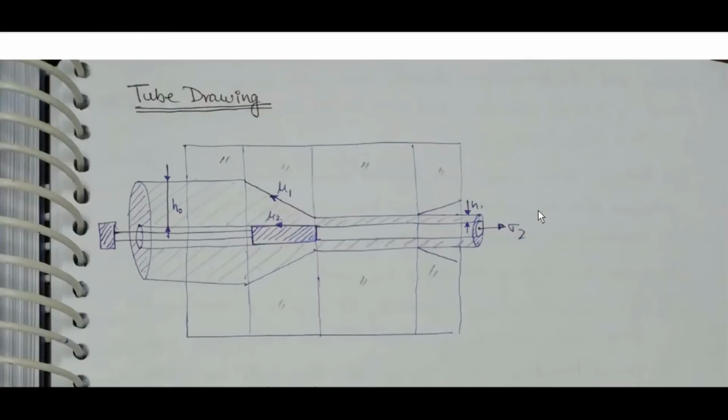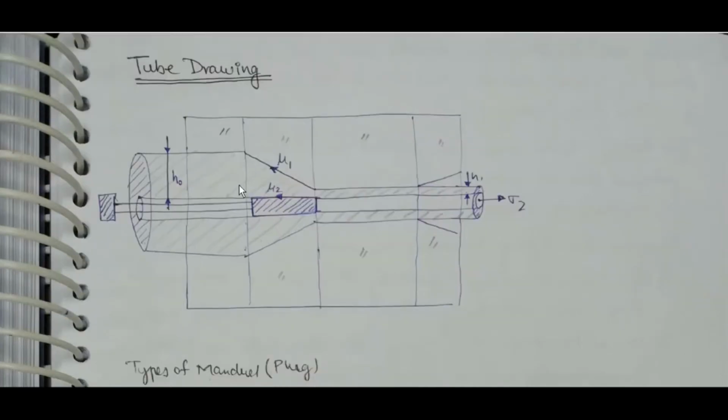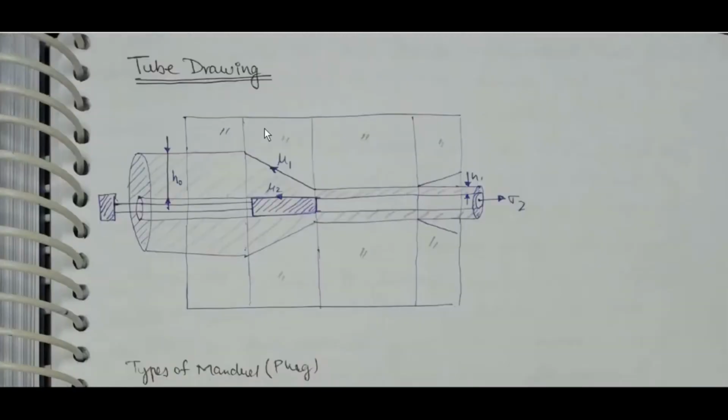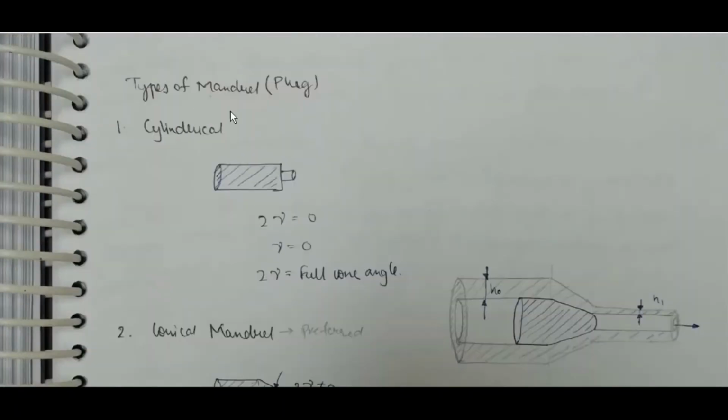Drawing. Here we push it from this side. Tube drawing, H0, H1. Sigma 2 we apply here, mu1, mu2. There will be a mandrel here, types of mandrel, plug.